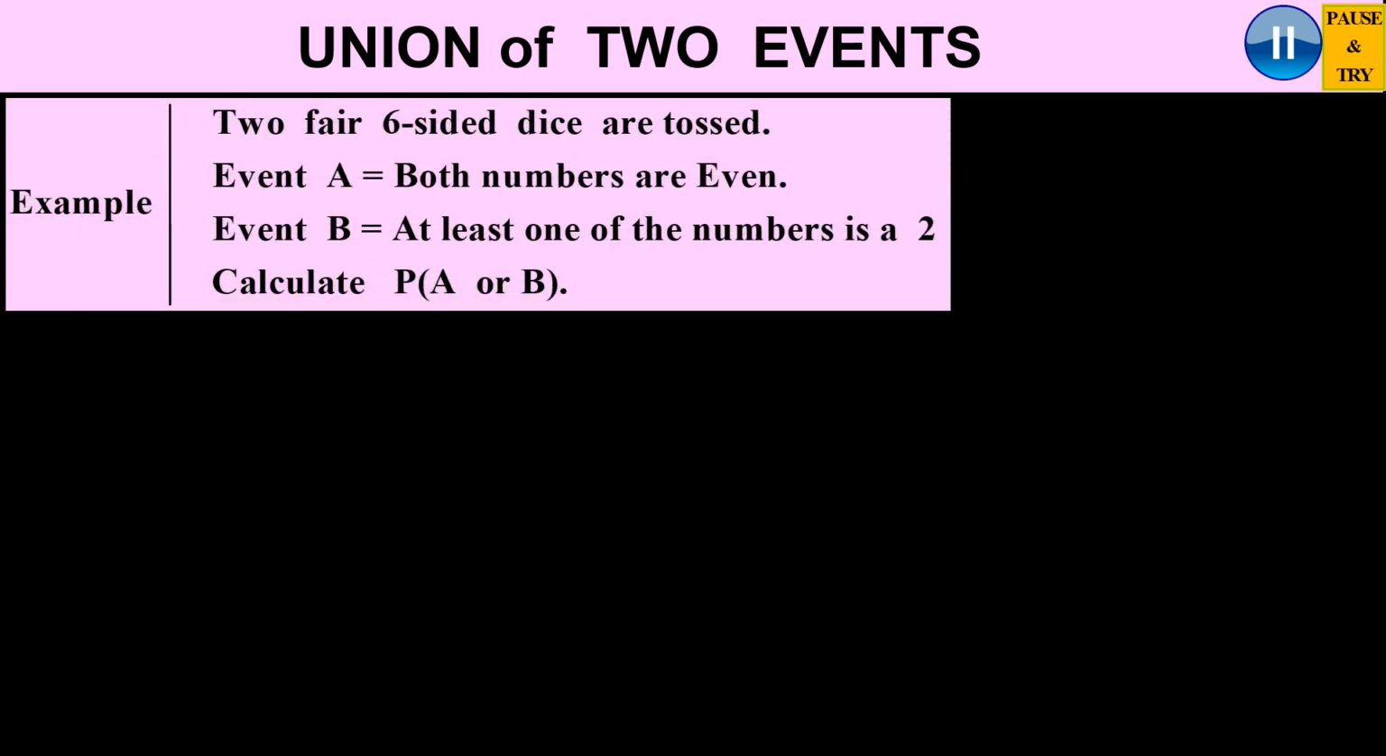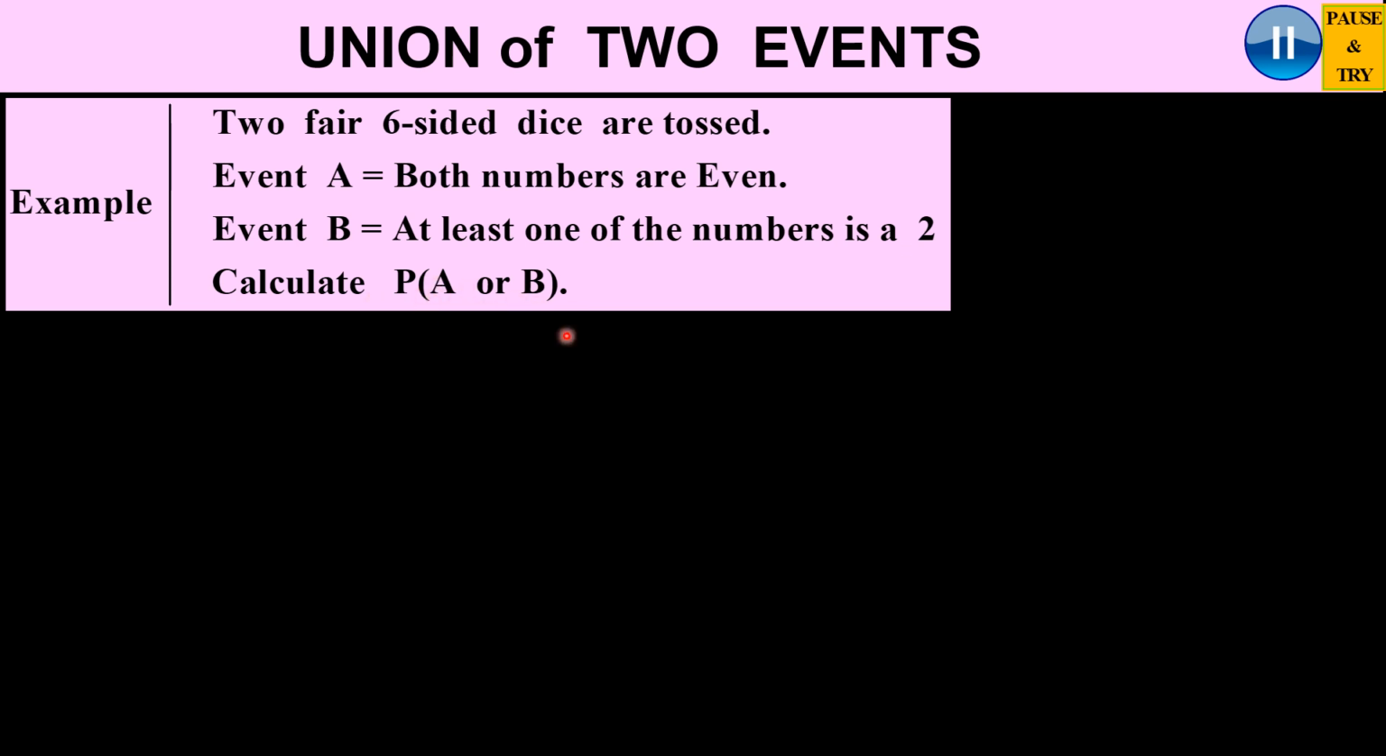Let's look at another example. Here we're going to look at the tossing of two fair six-sided dice. Event A would be both numbers are even. Event B, at least one of the numbers is a 2. So we have event A, both numbers must be even. Event B, at least one of the numbers is a 2. And we want to calculate the probability of A or B.